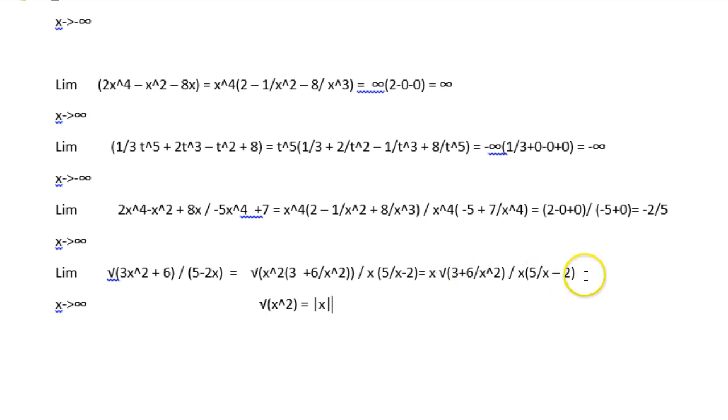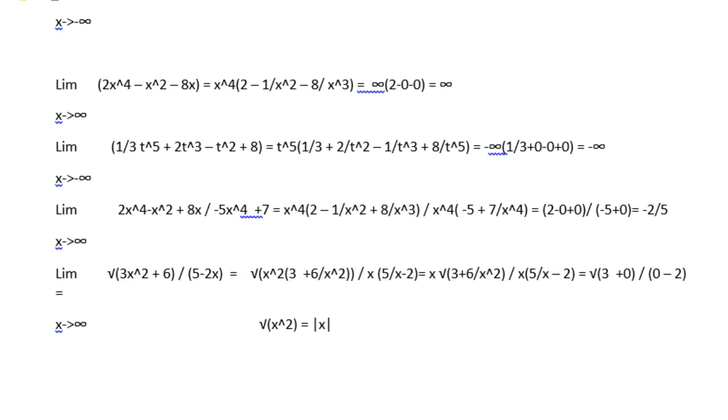Okay, so the x's cancel out. And then I just plug in my infinity, because those two turn into 0, so it becomes the square root of 3 plus 0 divided by 0 minus 2, which turns into the negative square root of 3 divided by 2. Okay, and that's the number we're approaching with this limit.